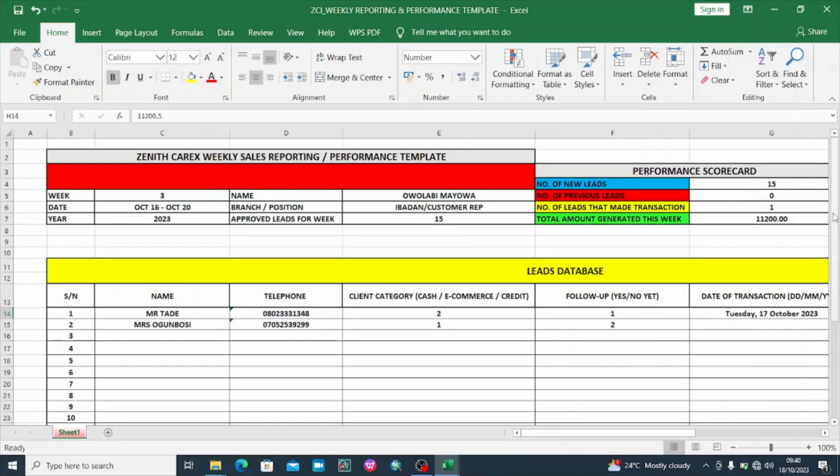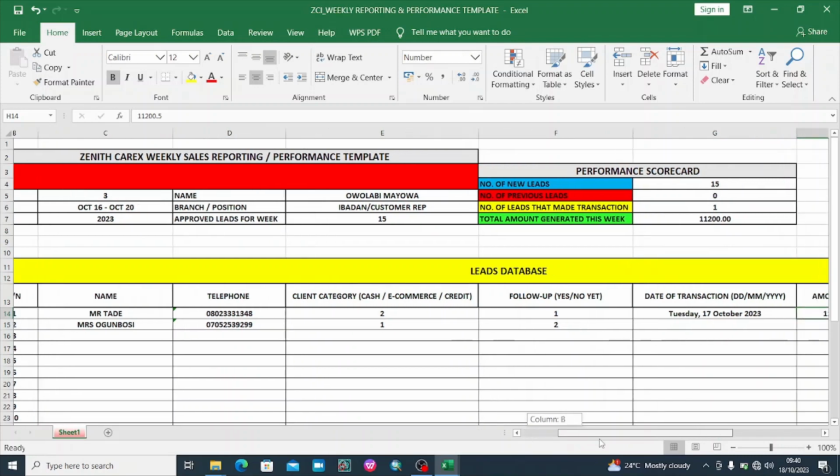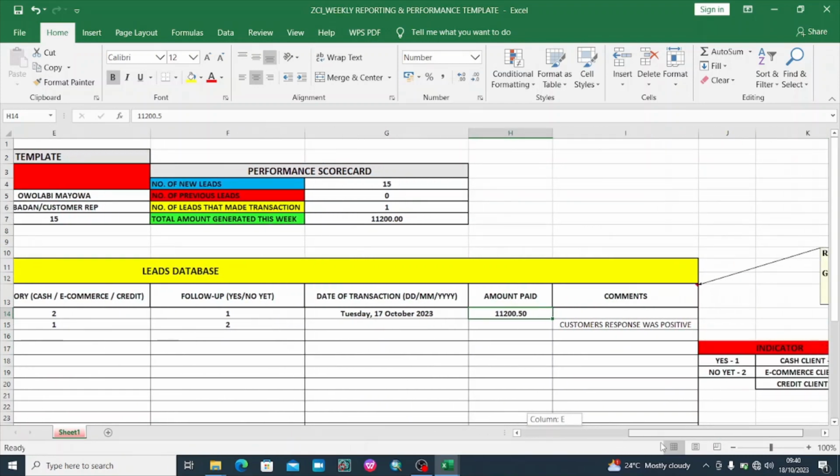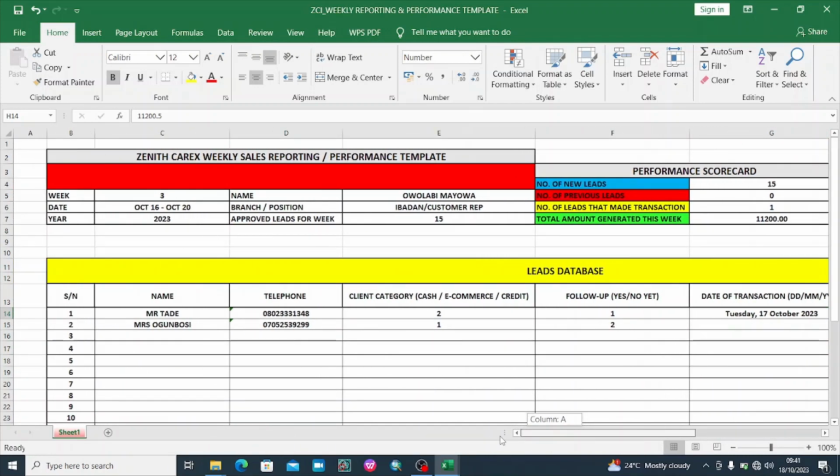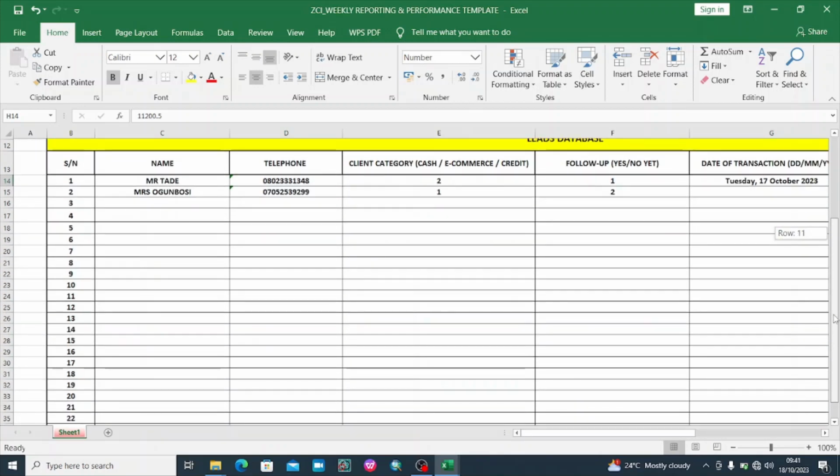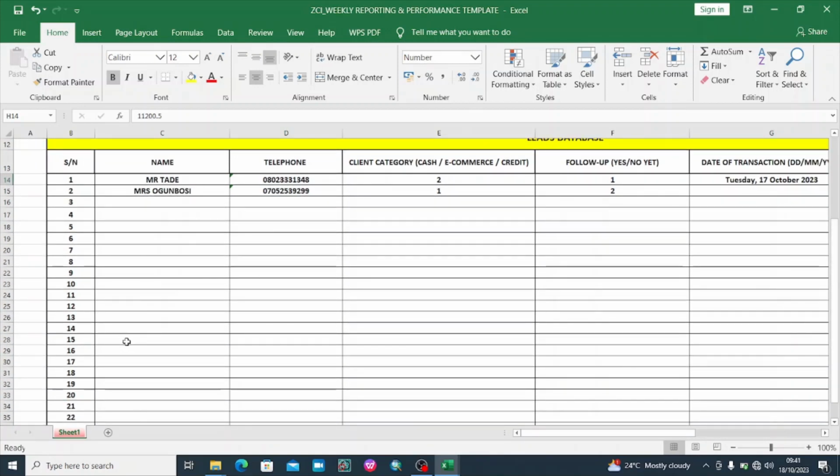So what other thing do I have to say concerning this report? All right, if you are given 15, this is where you stop. You stop on 15. Like me now, I'll have to stop on 15. I have to enter all my data here: the phone numbers, the client category, and so many others.